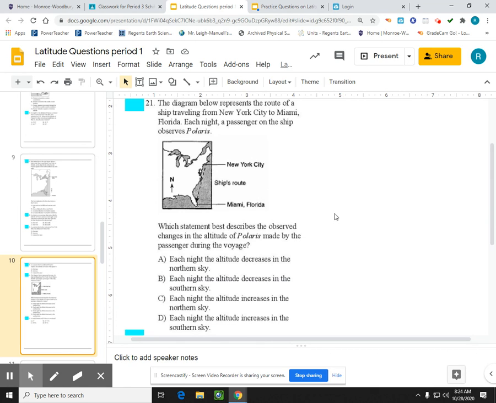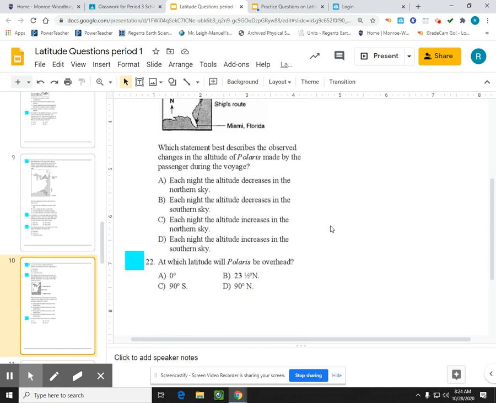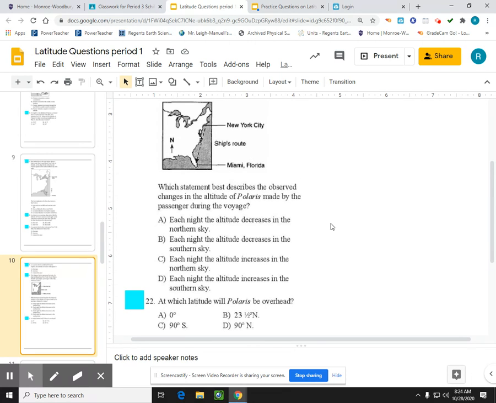The diagram below represents the route of a ship traveling from New York City to Miami, Florida. Each night, a passenger on the ship observes Polaris. And which statement best describes the observed changes in the altitude of Polaris made by the passenger during the voyage? What they're going to notice is that Polaris is always going to be in the northern sky. That doesn't change. But since they're traveling south each night, the altitude is going to decrease. So letter A would be the right choice.